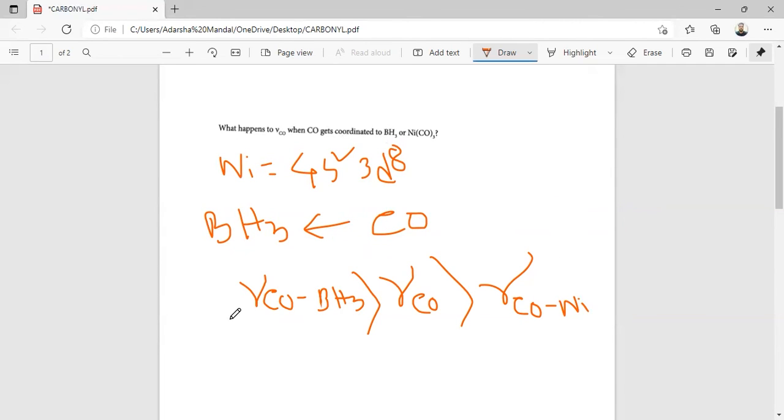So this is the order of the stretching frequency when CO is coordinated to BH3 or CO coordinated to Ni. Because in the case of nickel there is back donation, the stretching frequency will decrease, and in the case of BH3 there is no back donation, only pure sigma donation from CO to BH3, so it will increase compared to the free CO.